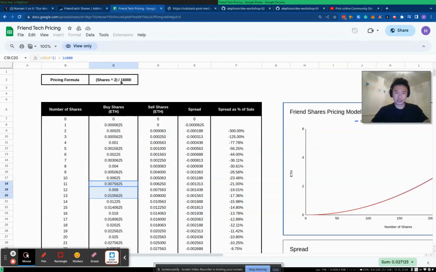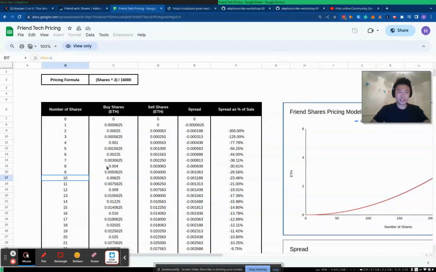As you can see, it's actually an exponential thing. For example, when you have 10 outstanding shares, you put 10 here and you get this price. And when it's 20, you have 20 to the power 2 divided by 16,000, you get this number. And one thing to notice is that when you sell a share, since the number of shares will decrease, if right now you have 10 outstanding shares and you want to sell one share, you will use 9 to calculate the sale price, because the number of shares will decrease to 9.